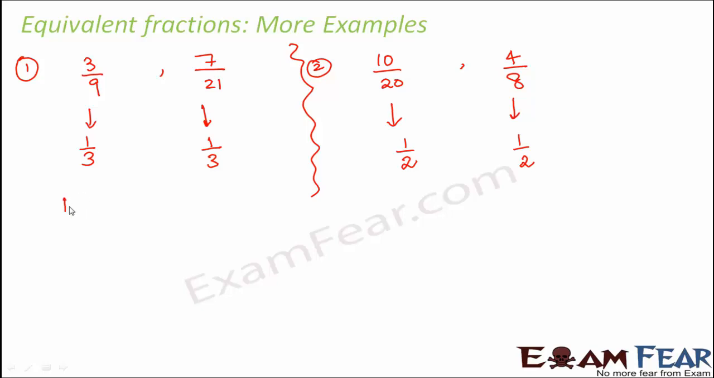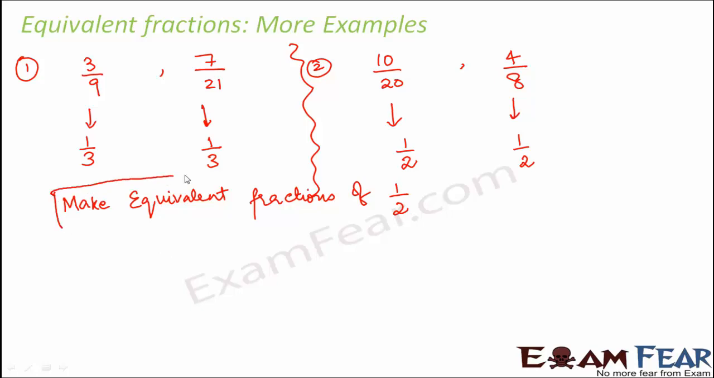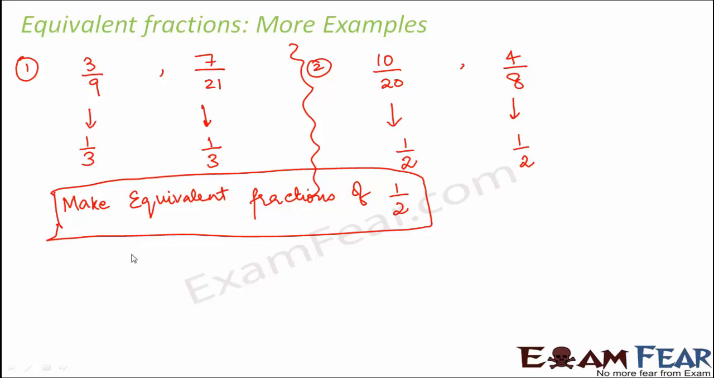Now, let us see how we make equivalent fractions. If I ask you, make equivalent fractions of 1 by 2, let's say that is a task that is being given to you. So how can you make equivalent fractions? Now 1 by 2, right? This is the given fraction. Now if I multiply the numerator and the denominator by the same whole number, will that affect the fraction?